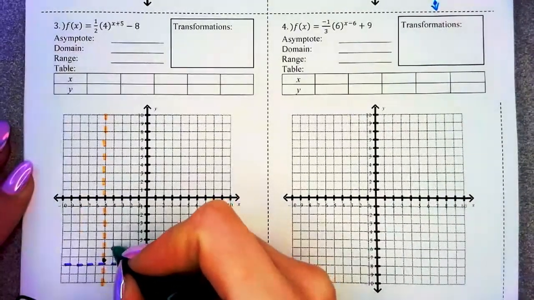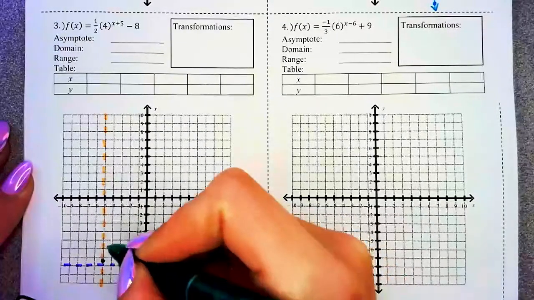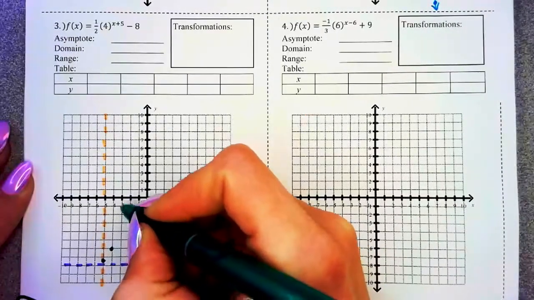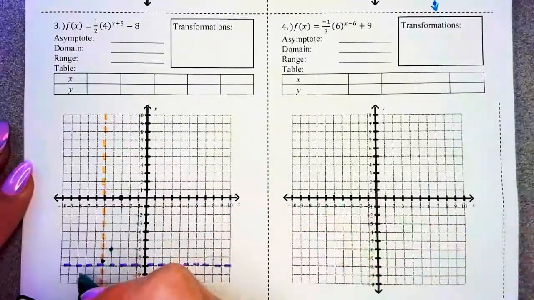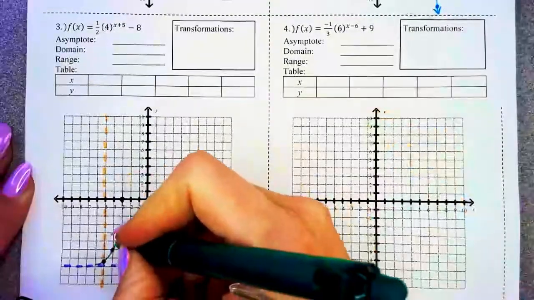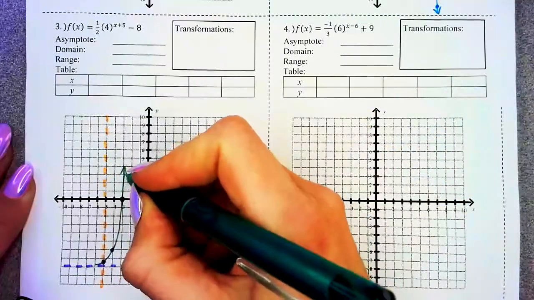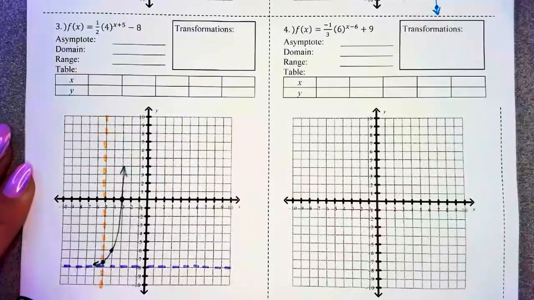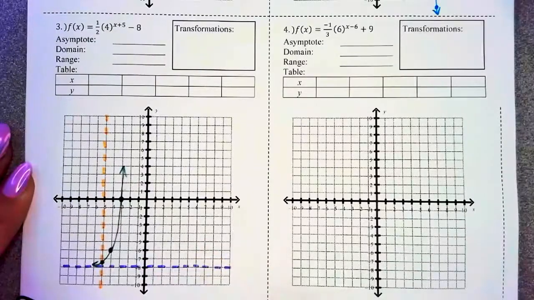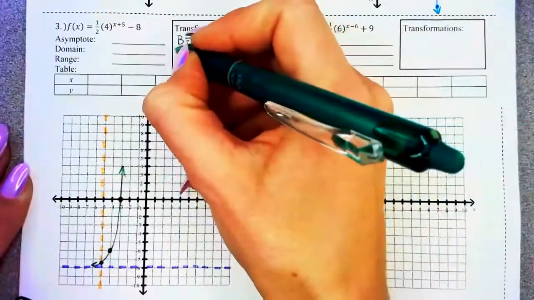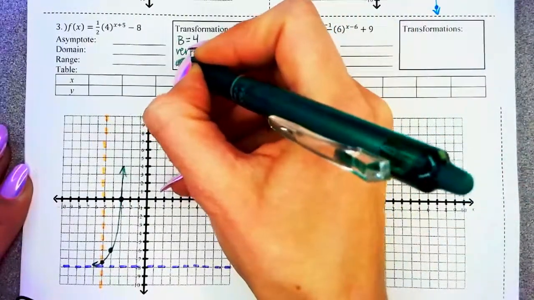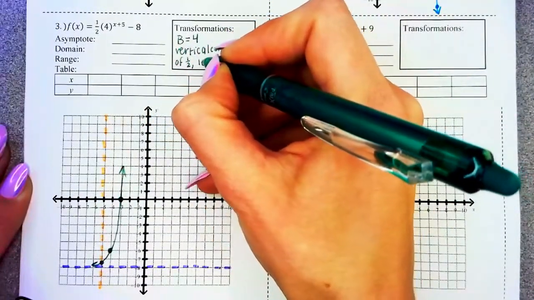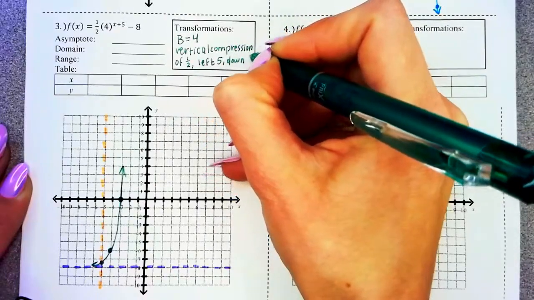The base, 4, tells me I'm going to quadruple how far I am from the horizontal asymptote every step of the way. If I quadruple 1/2, I get 2. And if I quadruple 2, I get 8. I'm not going to go any further because these numbers are going to be quite large. In my transformation box, I'm just going to write down that I had a base of 4. I have a vertical compression of 1/2, left 5, and down 8.